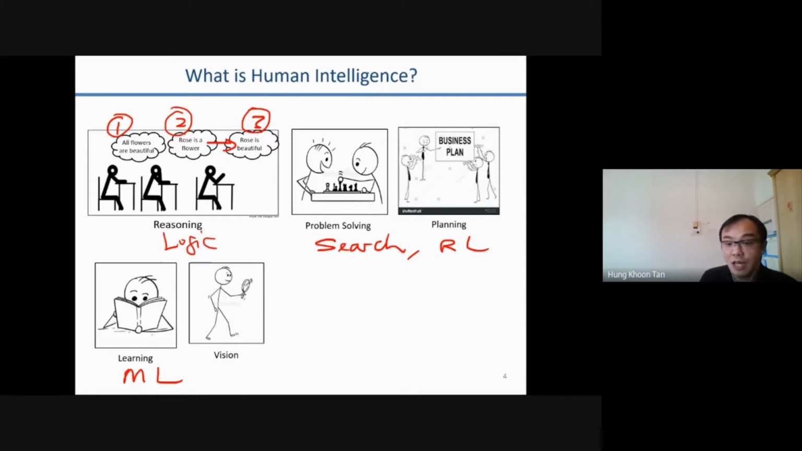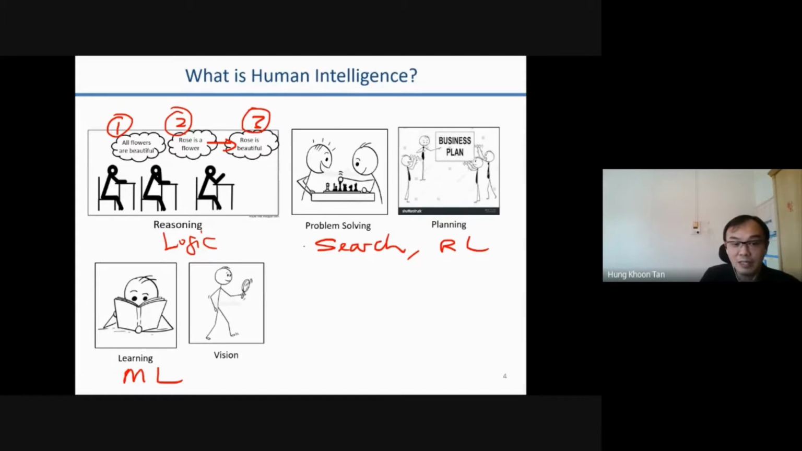And also, humans are highly perceptive. Humans are able to perceive and understand the world. And it turns out that this process is actually very difficult. Vision is actually a very complex process. It's only recently, in the past 10 years, in the 60 years of history in AI, that computers start to be able to recognize objects in an image or in a video.